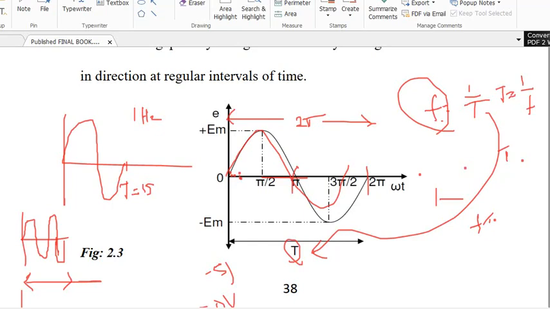So what is the time period T? For 1 second, I got 2 cycles, right? So for 1 cycle, how much is it? It is 0.5. So taking the inverse, 1 divided by 0.5, I got 2. So the frequency of oscillation is 2 Hz.